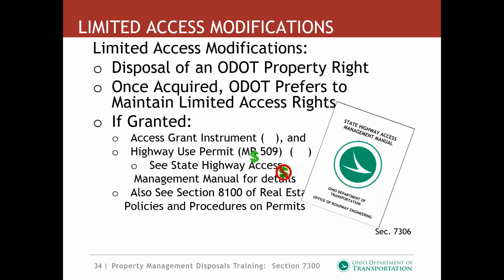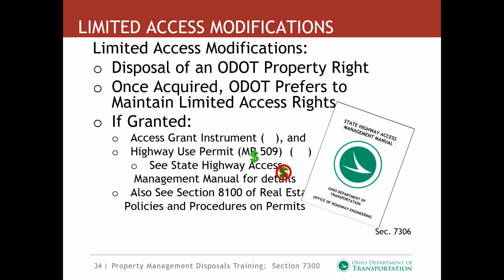By law, ODOT can and will charge for selling property rights. The permit is issued to authorize and describe the construction work to be performed within the right-of-way. Also by law, ODOT may not charge for a permit. The Office of Roadway Engineering State Highway Access Management Manual has more details on access control and the issuance of highway use permits. We used to have a permit application, MR 505.